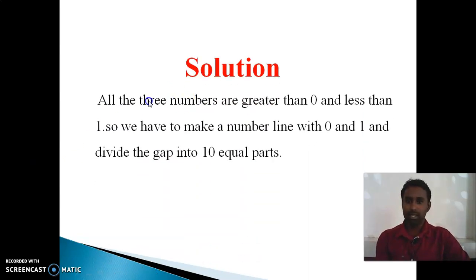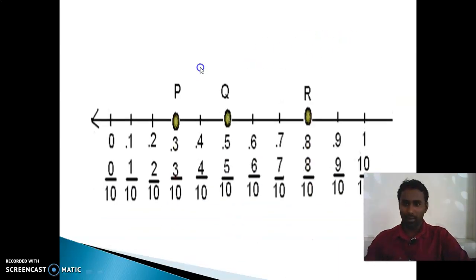Anyway, see here the solution. All the three numbers are greater than 0, right? As I said, greater than 0 and less than 1. That means they will occur between 0 and 1, right? So between 0 and 1 we have to split into 10 equal parts. See, look here. Here 0, here 1. So 1, 2, 3, 4, 5, 6, 7, 8, 9, 10. Including that last line, totally 10 small parts are there.